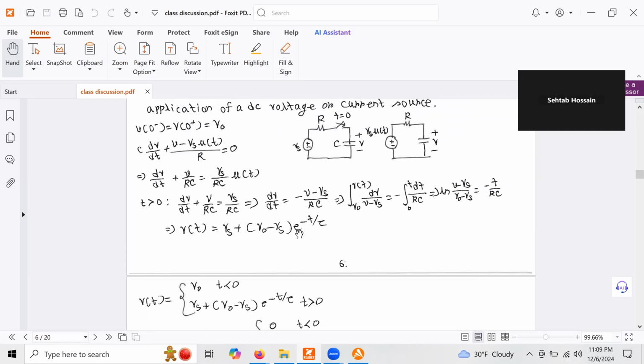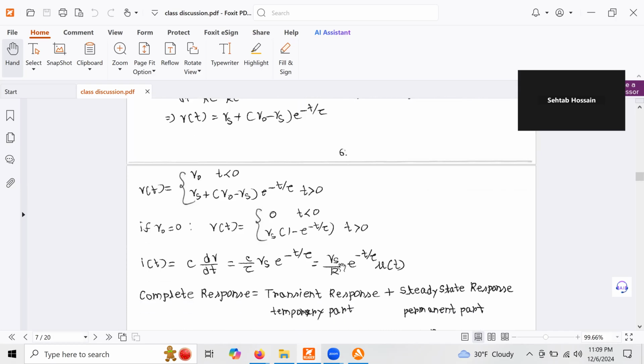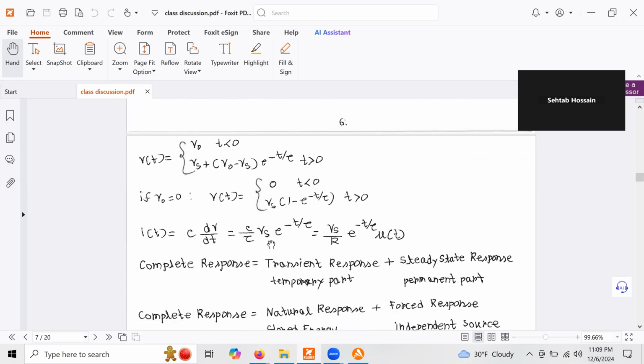So for a step response of an RC circuit, what we see is when t is less than 0, the output is only V0. When t is greater than 0, the output will be this expression. And when V0 is 0, then this will be 0, and we come out with this expression when t is greater than 0. Okay, so we have v(t).